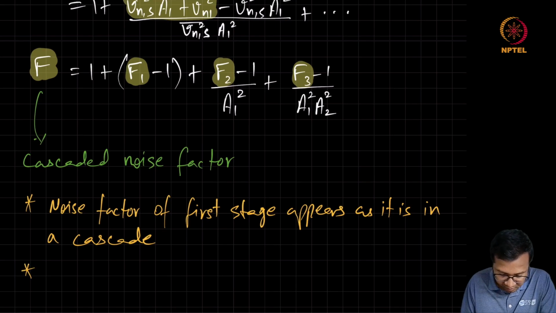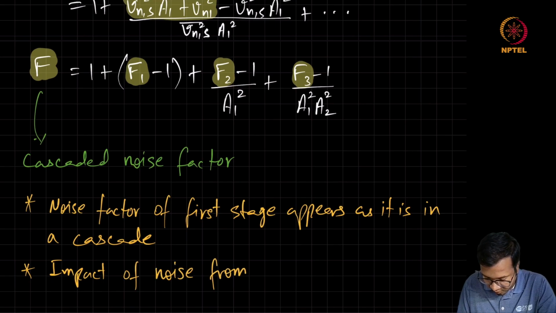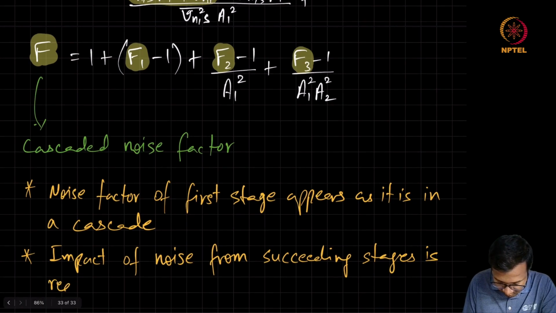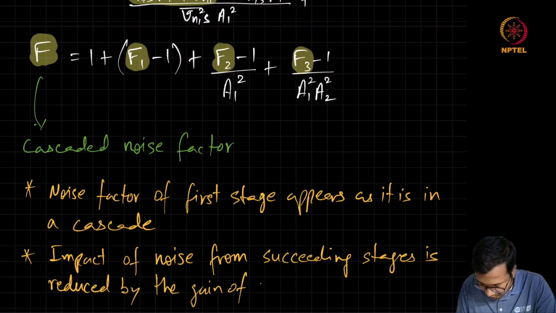Second important point is impact of noise from succeeding stages is reduced by the gain of initial stages.